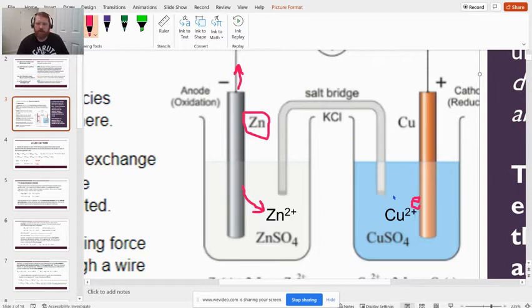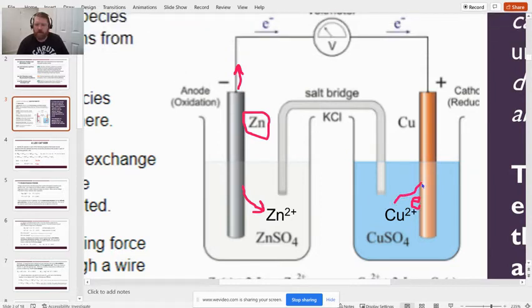If those copper ions gained electrons, they would become copper metal. And so some of those copper ions start to stick to this copper metal. So let's start this all over again.